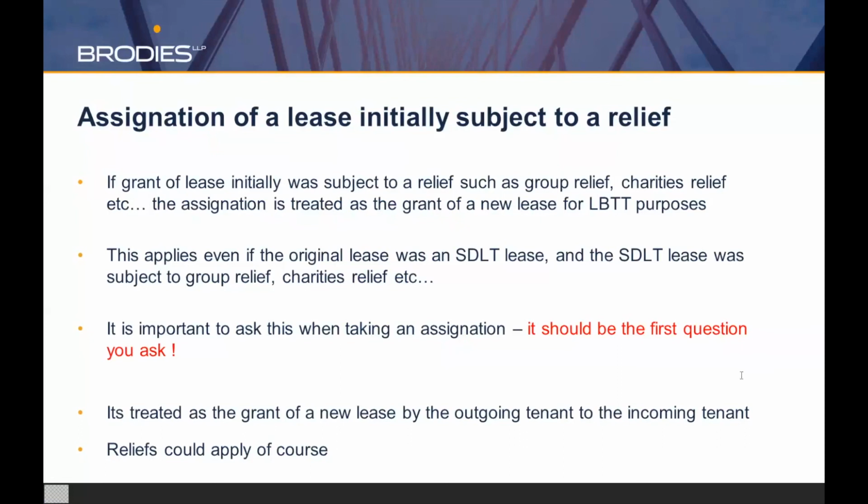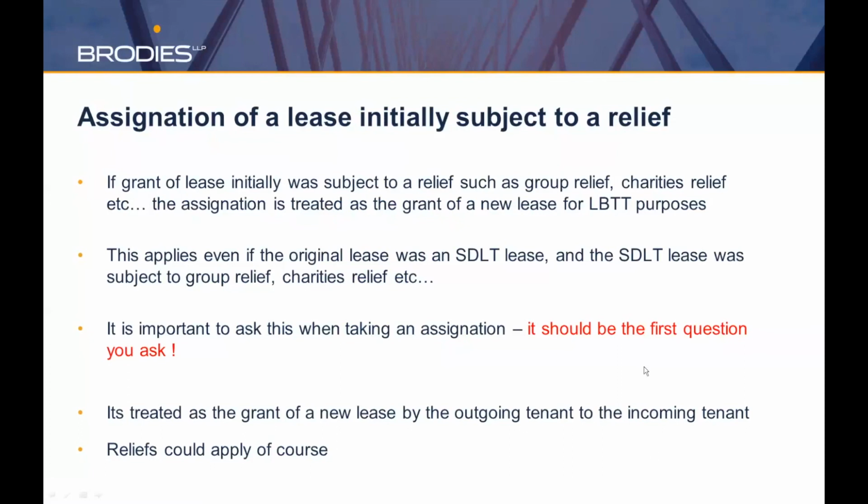Also, just worth noting quickly that it's treated as a grant of a new lease by the old tenant to the new tenant. So that means if you are buying, say, from an OpCo-PropCo structure, there's not going to be group relief on that lease because the old tenant and the new tenant won't be grouped, even though the landlord and the tenants will always be in the same group.